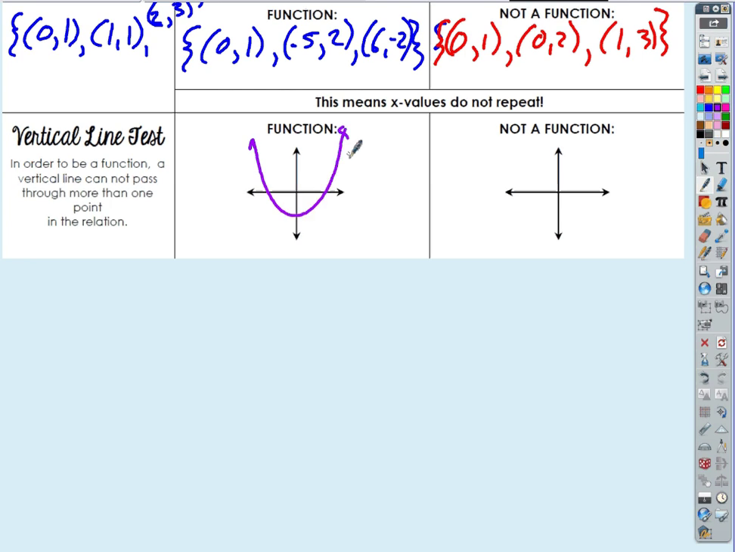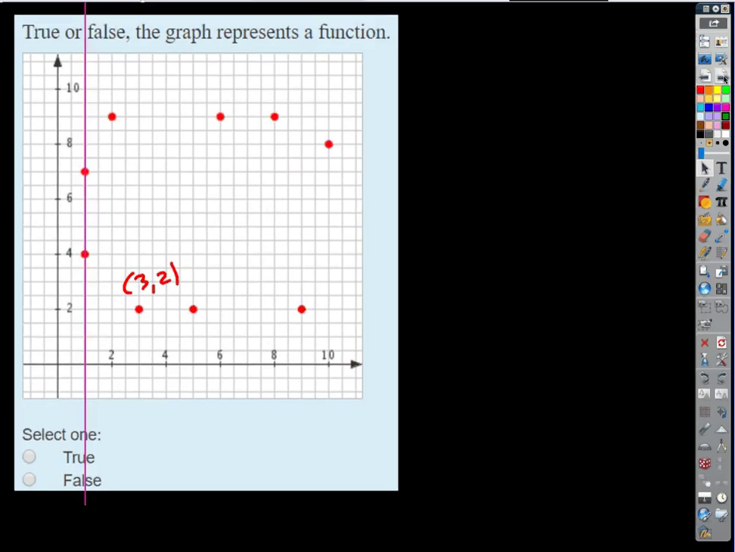That's a function. What's a non-function? Maybe a sideways parabola, right? Something like that. A sideways parabola.